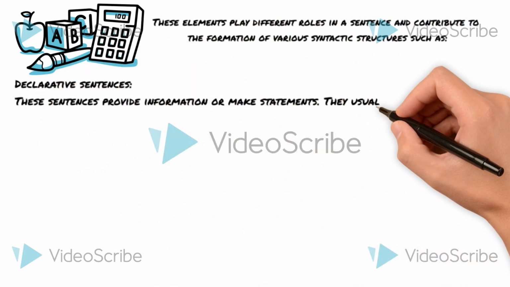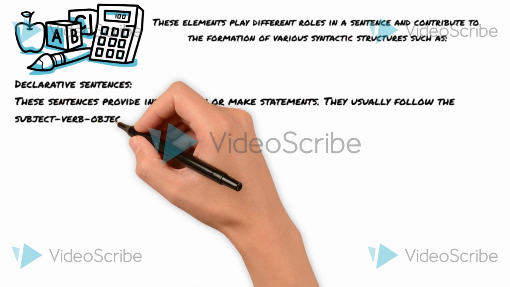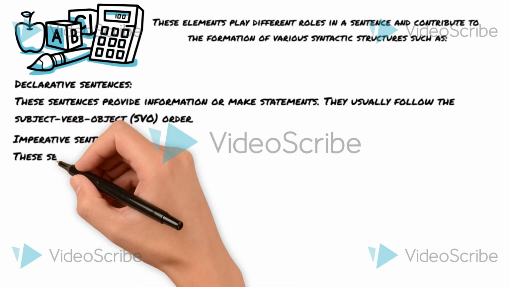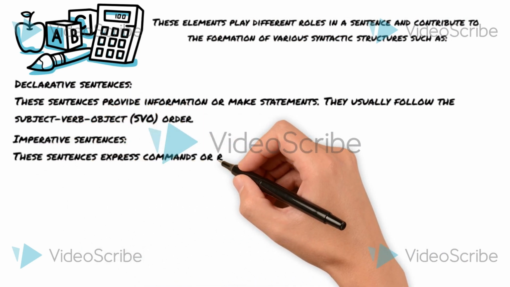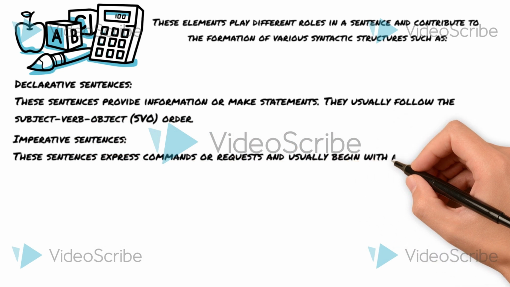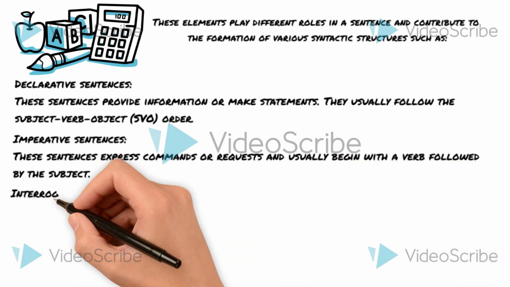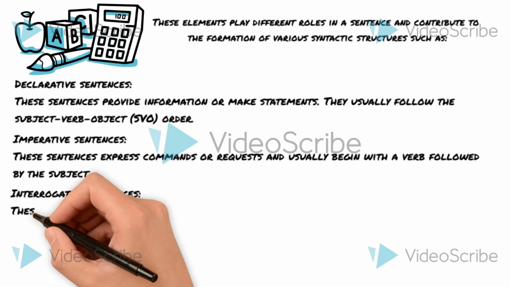They usually follow the subject, verb, object, or SVO order. Number 2. Imperative sentences. These sentences express commands or requests and usually begin with a verb followed by the subject. Number 3. Interrogative sentences.